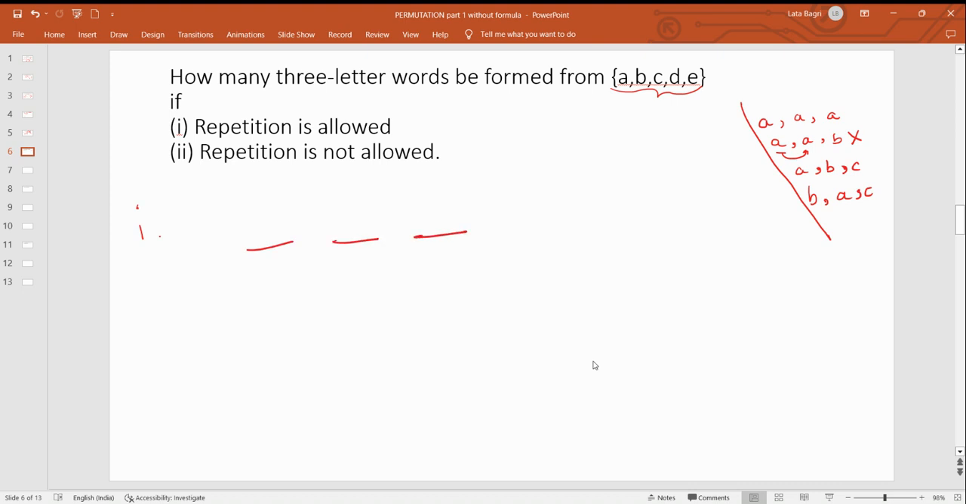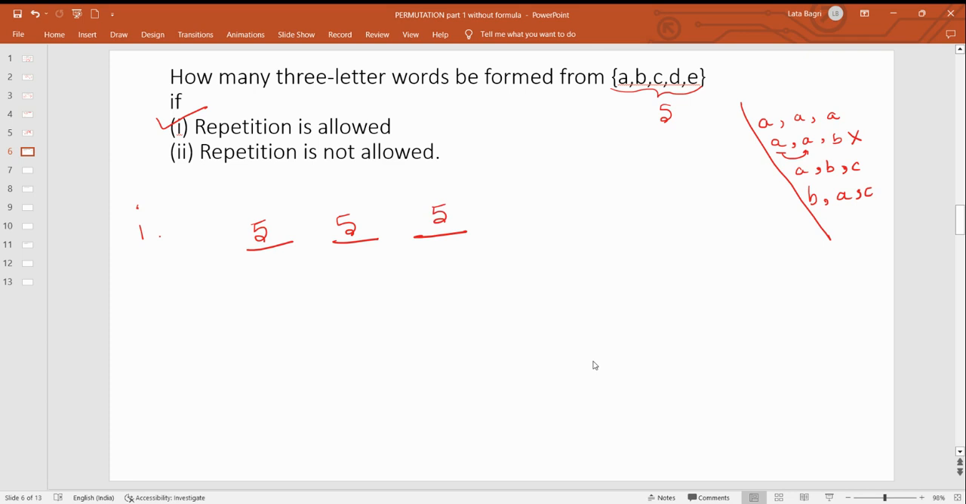Draw this like this. So these are the three letter words. I have five options. First, let's look at when repetition is allowed. So, okay, the first letter could be any of the five. So, I have five ways of filling the first space. Second letter, since repetition is allowed, again, I have five options. So, I can write five. Third letter, same. I have five options, so I can write five.